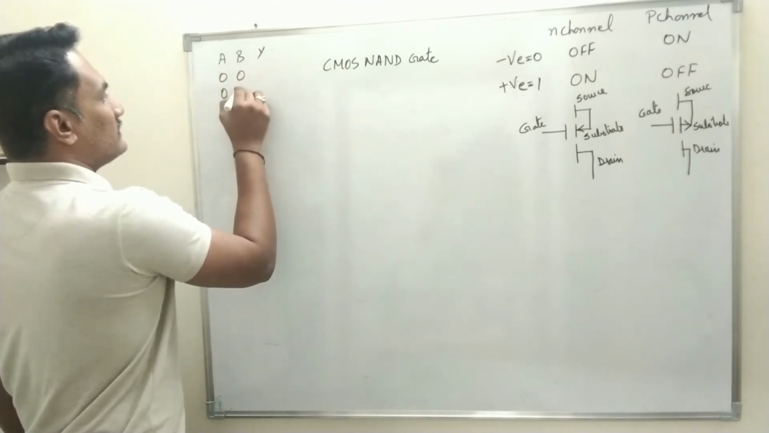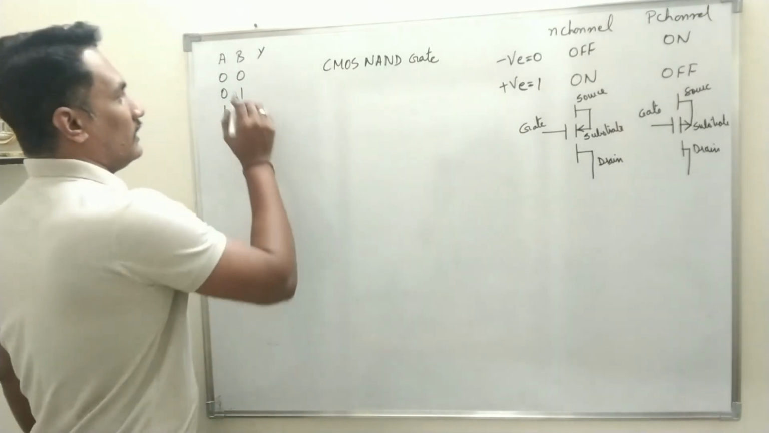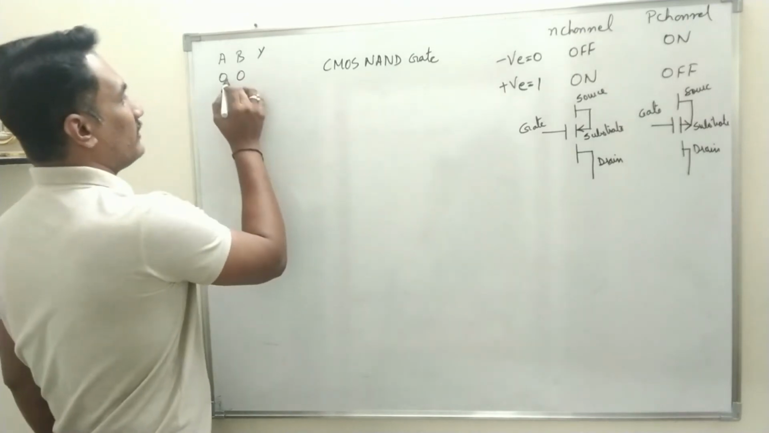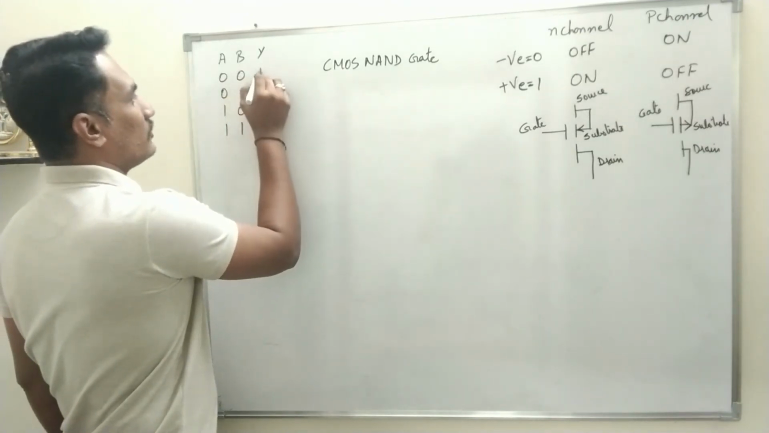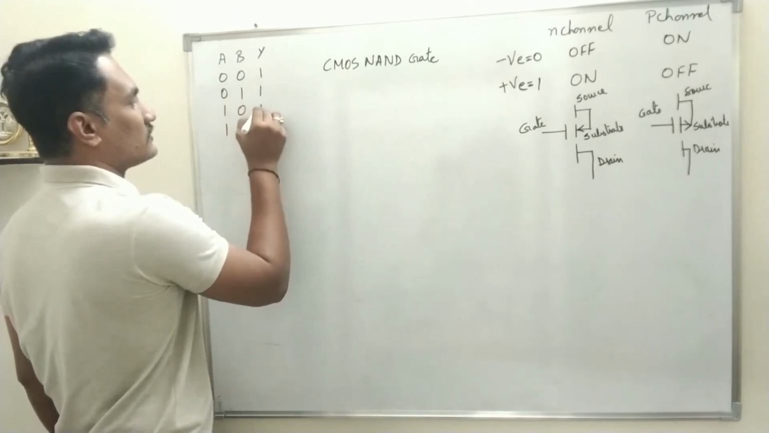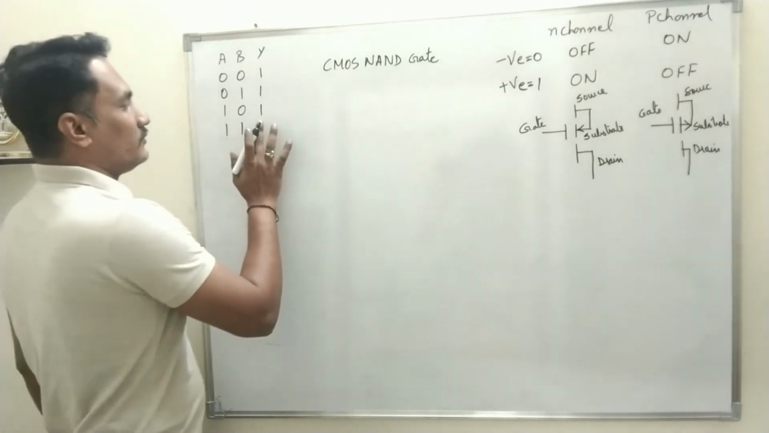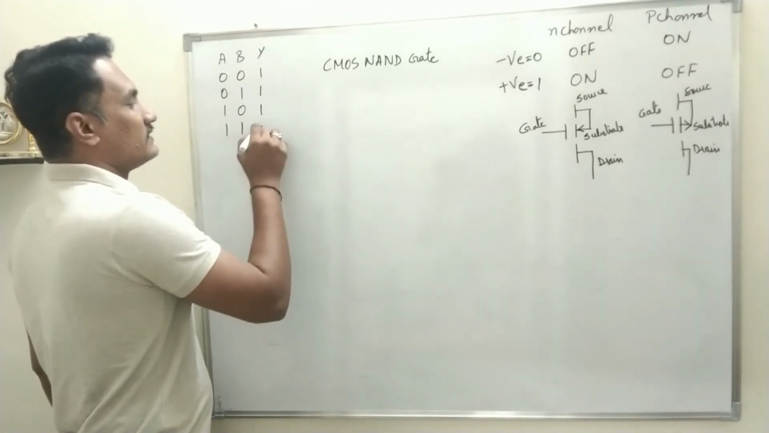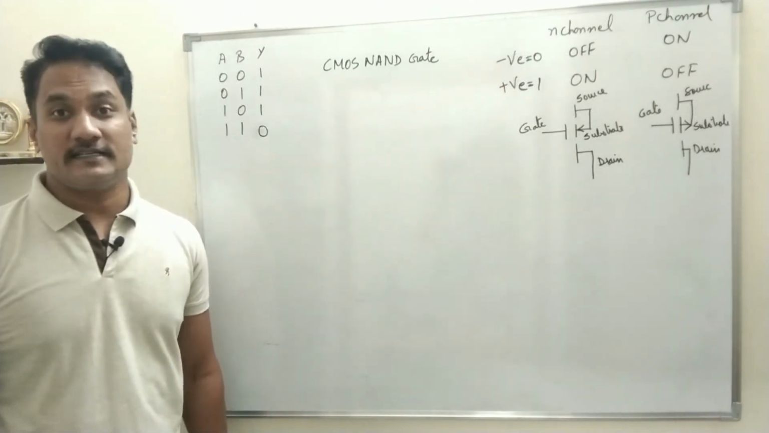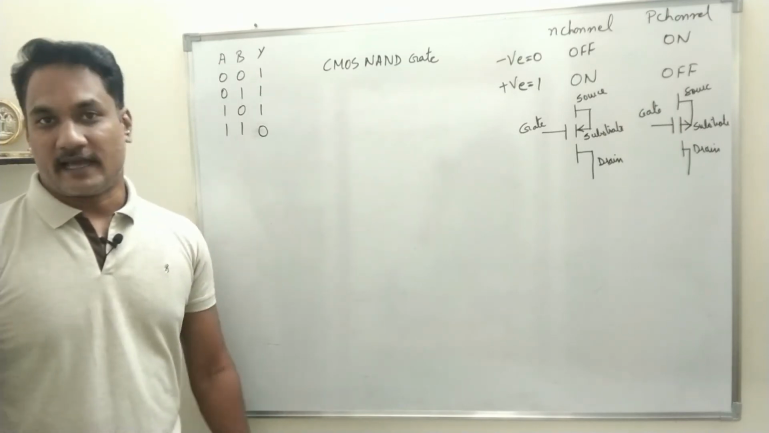NAND gate is nothing but the inverse of multiplication. So it is the inverse of the AND gate, and the AND gate amounts to multiplication. So it will be the inverse of multiplication. 0 multiplied by 0 is 0, inverse 1. 0 multiplied by 1 is 0, inverse 1. 1 multiplied by 0 is 0, inverse 1. 1 multiplied by 1 is 1, inverse 0. So this is the output of the NAND gate. This is what is expected from the circuit which we are going to design. Let us see if that happens or not.